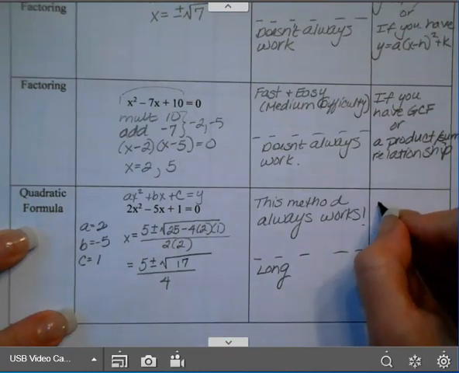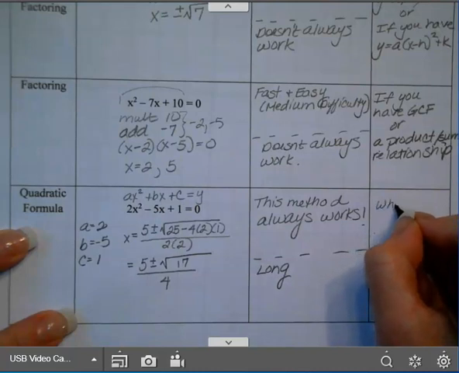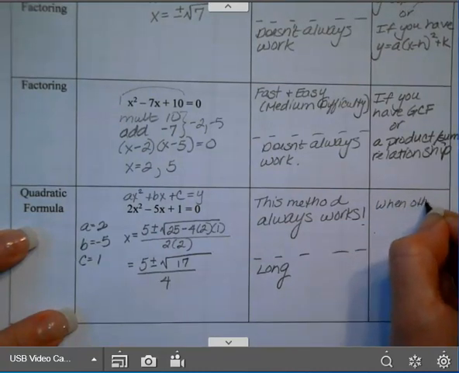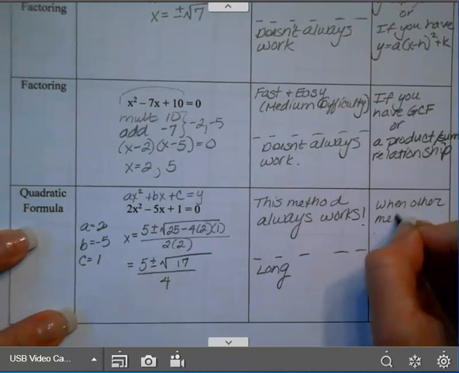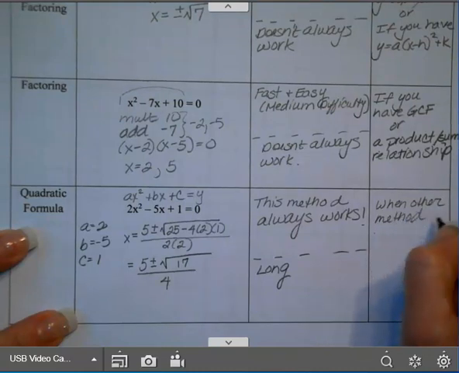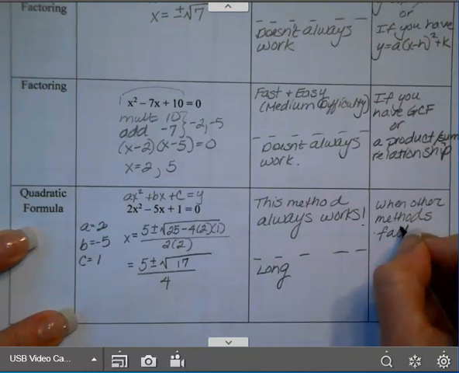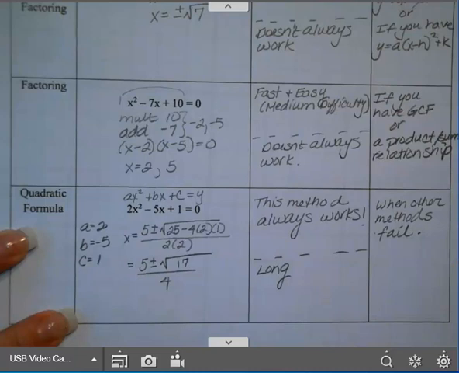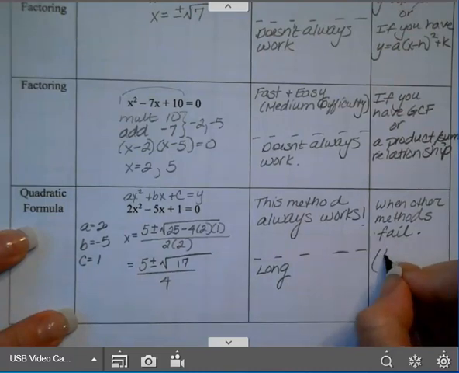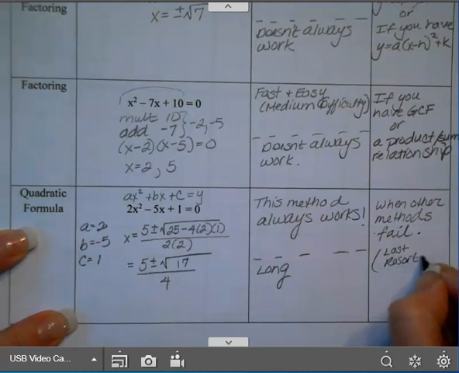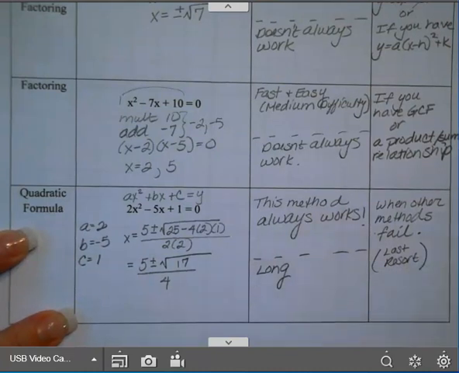And when to use this, I'd say a last resort, when other methods fail. So this one to me is the last resort. It's not difficult, it's just longer. I'm done with the notes for today.